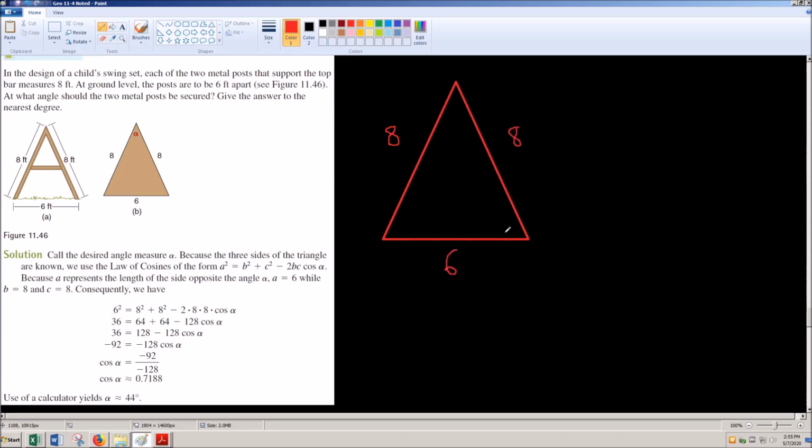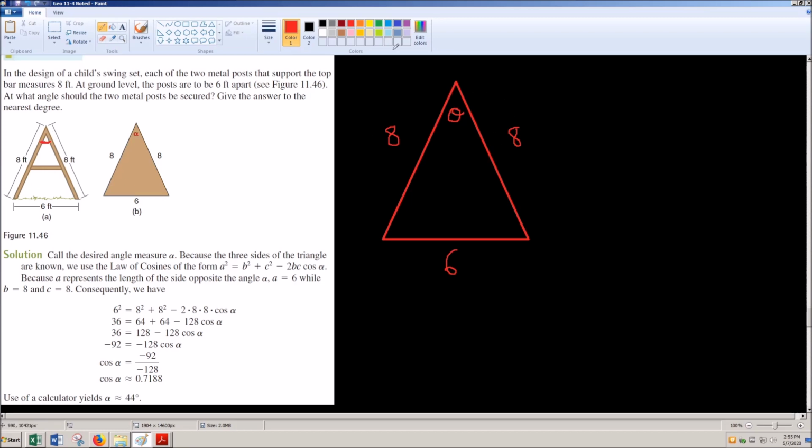So this is my given information here. The alpha that I'm trying to solve for is the angle that I'm trying to solve for. They named it alpha here, but I'm going to just use theta. I'm trying to break us out of the habit of using alpha, beta, gamma, and just use theta because this is the angle that I want. The problem asks, what angle should the 2 metal posts be secured? So we're securing this part right in here.